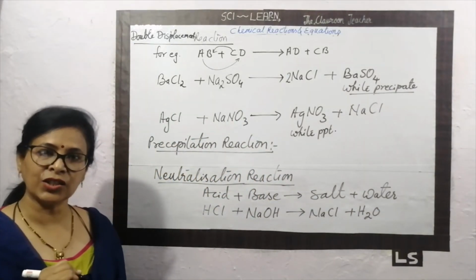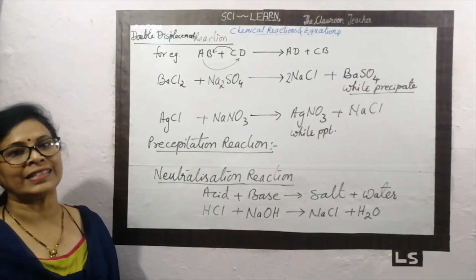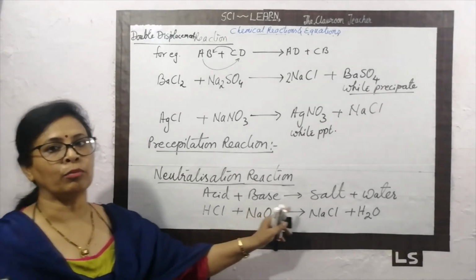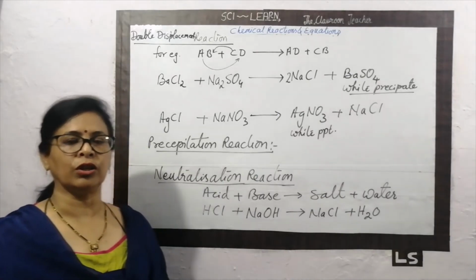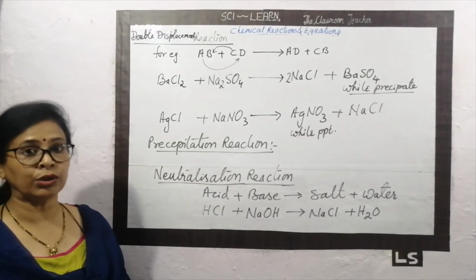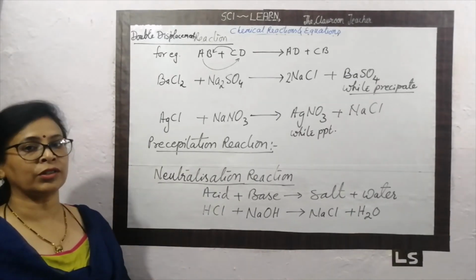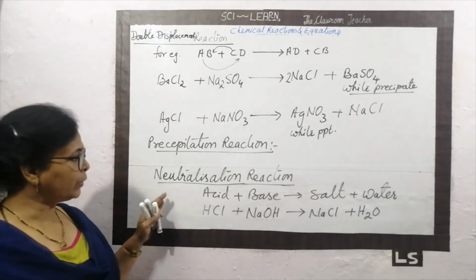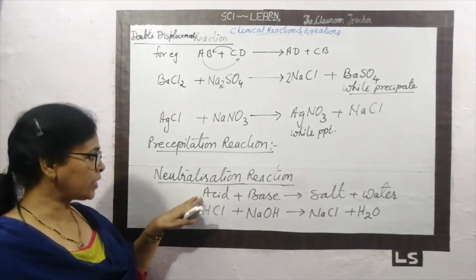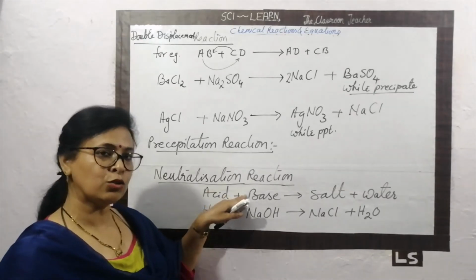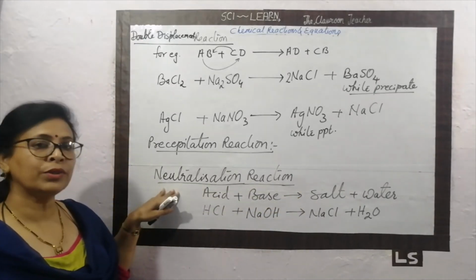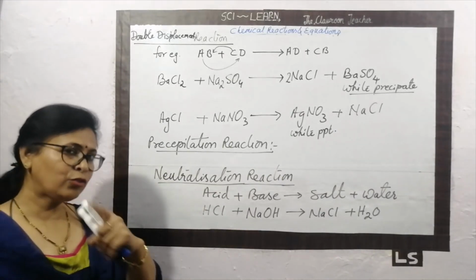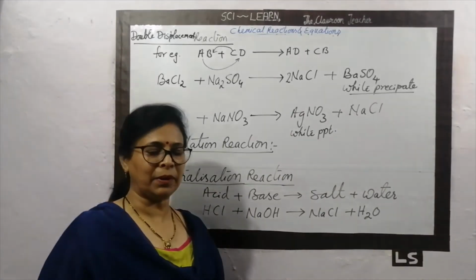This is the neutralization reaction. When an acid combines with a base to form a salt, this type of reaction is called the neutralization reaction. As I told you, we must take the definition of neutralization in our lesson, that is acid, base and salt. So the reaction in which acid combines with base to form salt is called the neutralization reaction. This is the simple reaction. We will learn it in our next lesson, that is acid, base and salt.